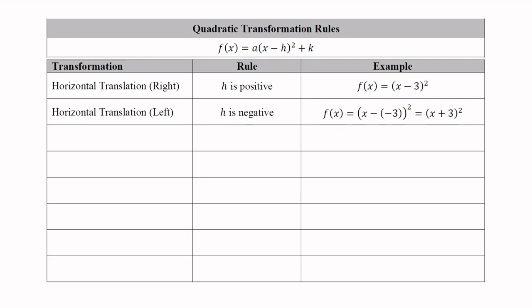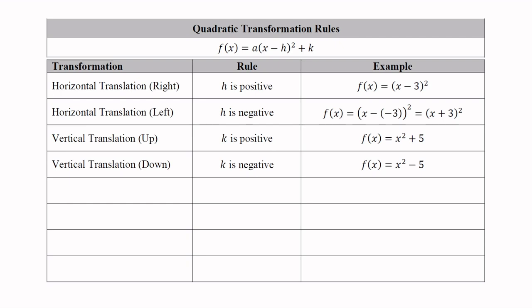Now, translations up and down are a little less confusing. If k on the end of your function is positive, then you're translating up as you would normally expect. So it would look something like x squared plus 5. If k is negative, then you have a translation down. In this case, it would look like x squared minus 5. So whatever that last little ending value is, that's your translation up or down, that k value. If there is no k value, then you have no vertical translation.